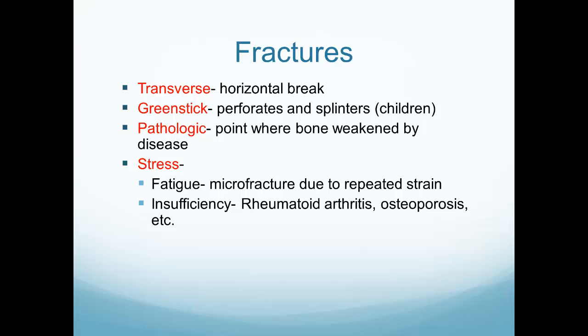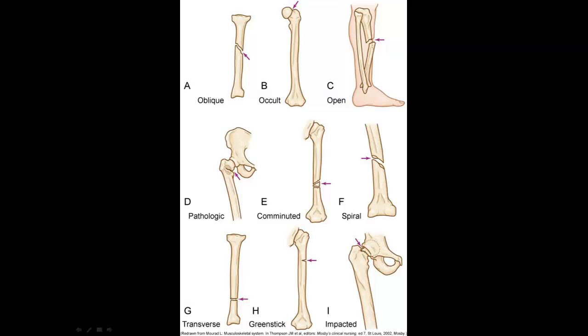A pathologic fracture is a fracture that occurs in someone who has some other kind of disease process that has already previously weakened the bone. Lastly, one that we hear a lot about is people talk about stress fractures when they're exercising. And a stress fracture is caused by repeated microfractures inside the bone caused by repeated stress. So let's take a look at some of these different types of fractures in our pictures here.